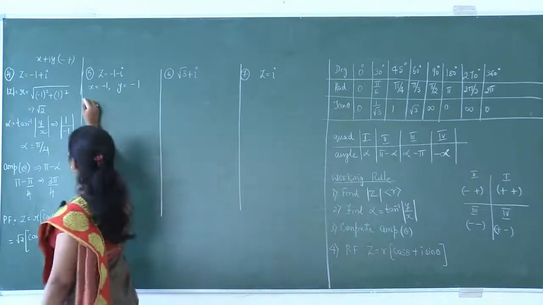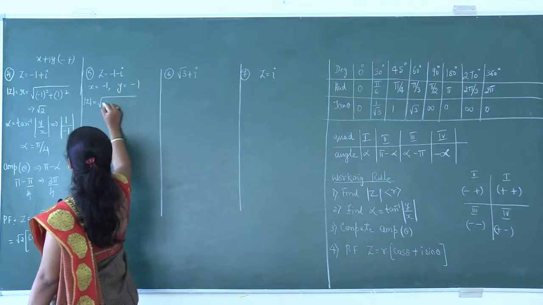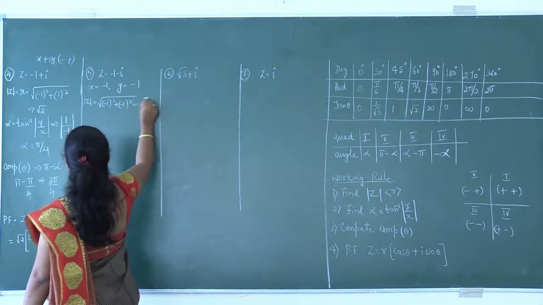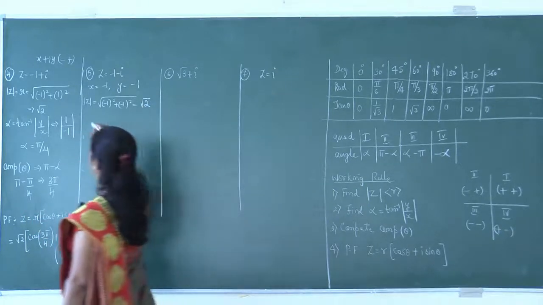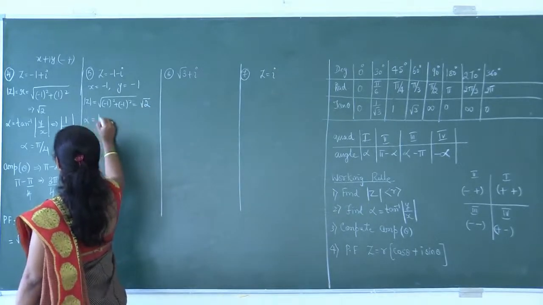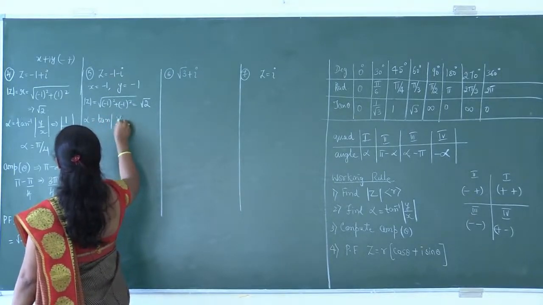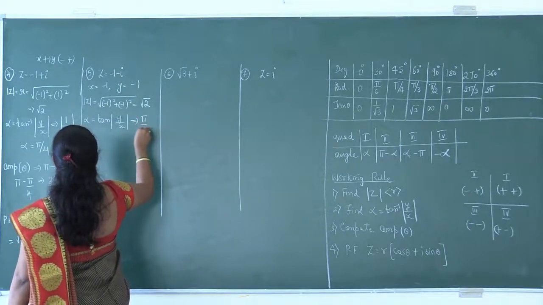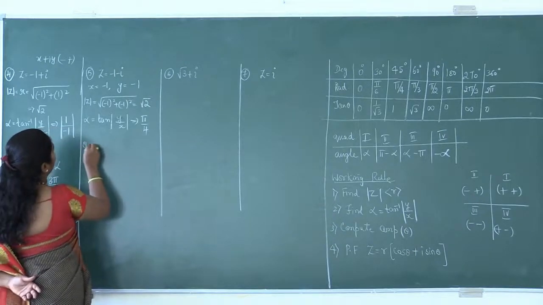Now, we shall find mod z. Mod z is nothing but r. How do you find it? Minus 1 square plus minus 1 square will sum up to root 2. This is modulus of z. How do you find the value of alpha now? Nothing but tan inverse modulus of y by x. This is once again nothing but pi by 4.